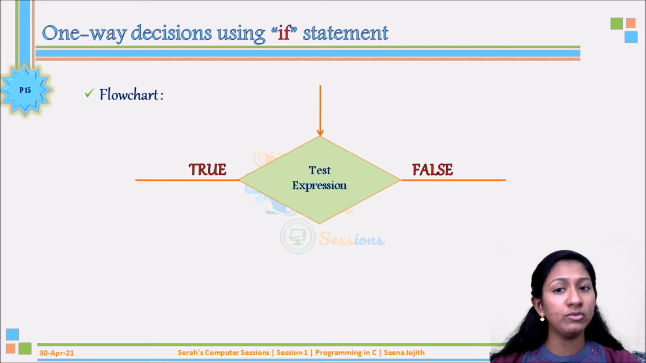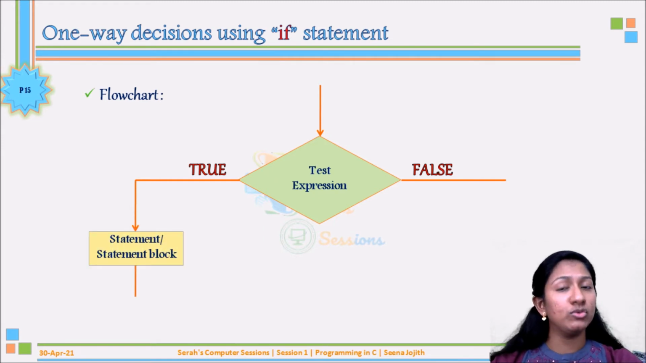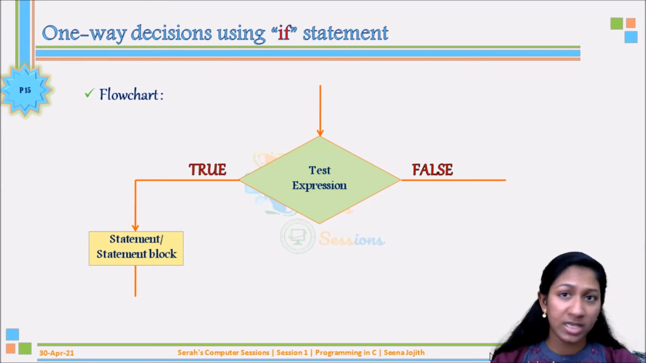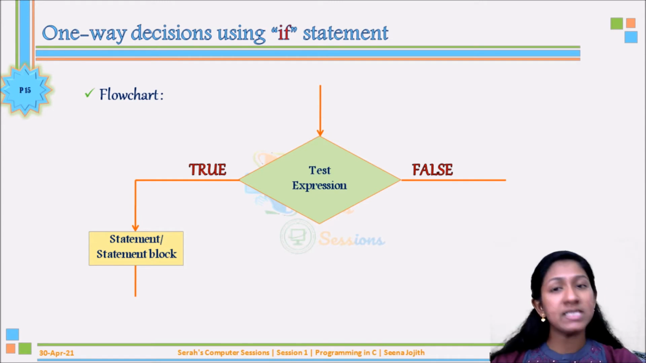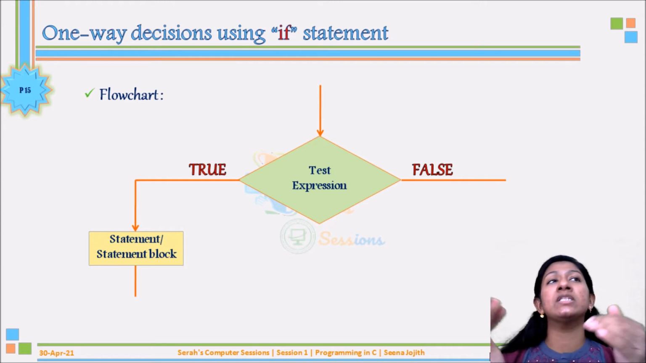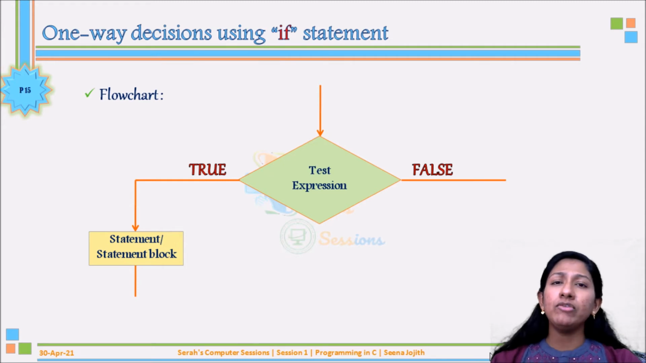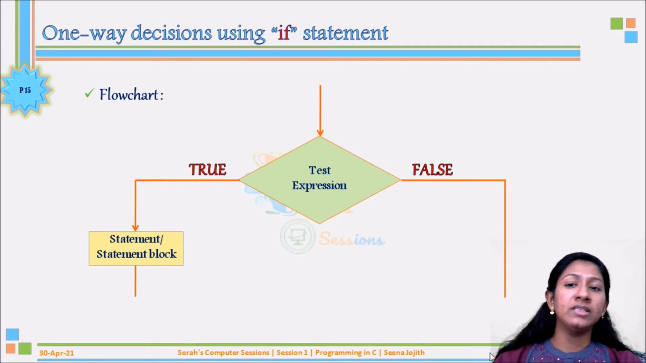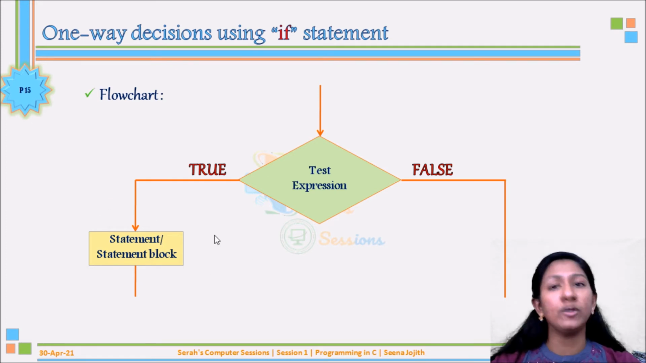Now if it is true, something will happen. If it is false, something will happen. Okay, so if it is true, the statement block associated with the if statement, the one within the curly braces of the if statement, will be executed. If there is only one single statement, I request you, it's better not to put curly braces. If you include curly braces also, it's no problem. Now, if the test expression is evaluated to false, what happens? Nothing will happen. This particular statement block will not be executed.